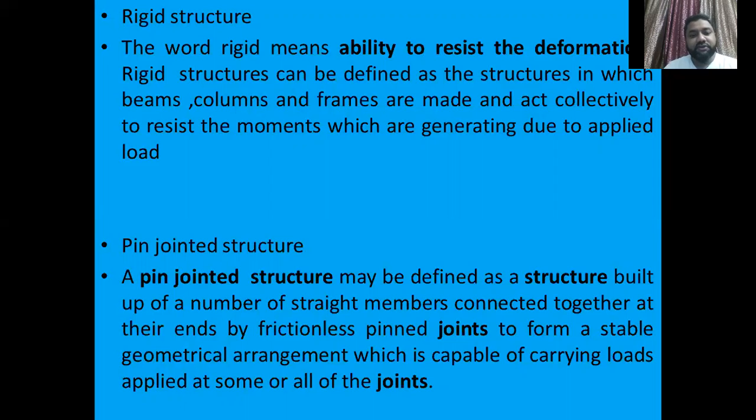Now, what is pin jointed structure? Pin jointed structure may be defined as the structure made of a number of straight members joined together at their ends by frictionless hinge joints, or we can say frictionless pin joints, to form a stable arrangement which is capable of carrying the loads applied at some or all of the joints.